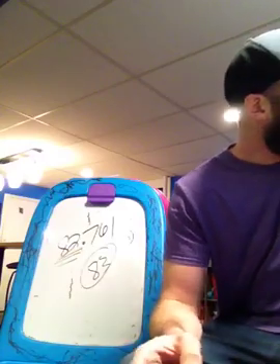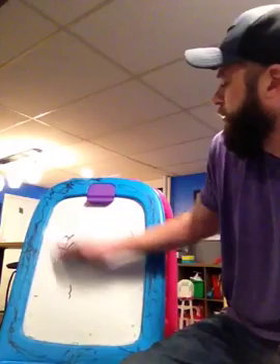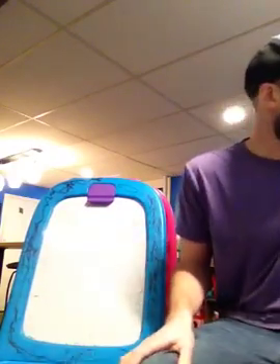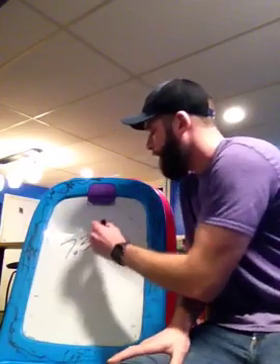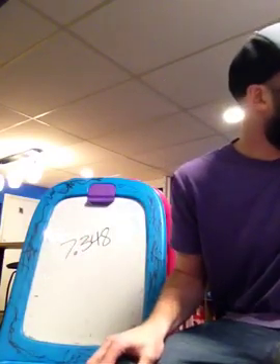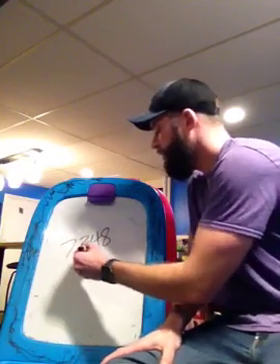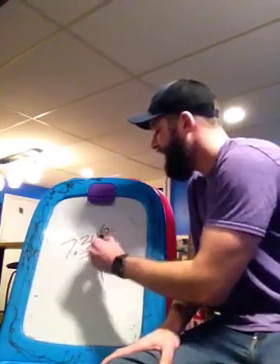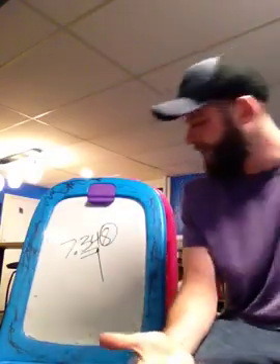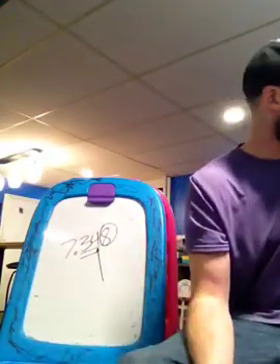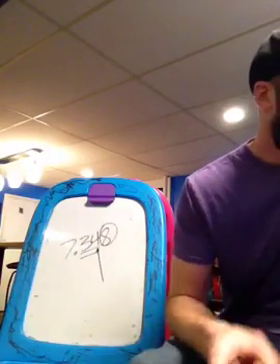Number 12, 7.348 to the nearest hundredth. So right now it's 34 hundredths. Is the 8 big enough to say, yo, you're closer to 35 hundredths? And that answer is yes. So 7.35, which is D. So 12 is D. 13.